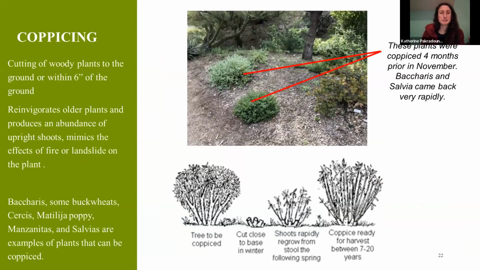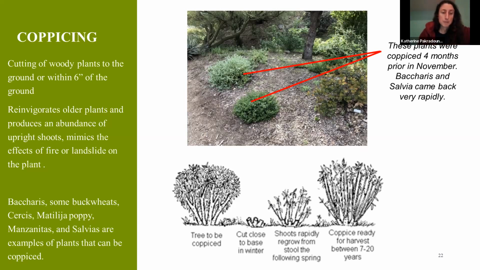So coppicing is fun. Coppicing means you're cutting back a plant all the way down to the ground or within 6 inches of the ground. It invigorates older plants. It produces a lot of upright shoots. It mimics the effect of a fire coming in and taking the plant down to nothing and then rejuvenating it. If you do that too often, the plant doesn't have enough energy to rejuvenate. But if the plant is old and it hasn't been rejuvenated in a long time, doing that really helps.